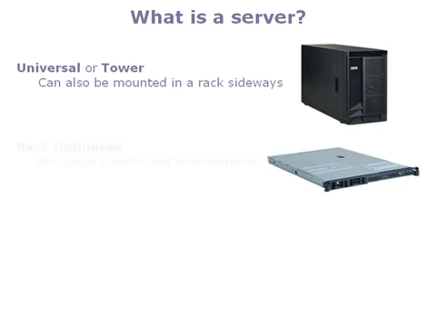Rack-optimized servers are typically much lower in height than tower servers, designed to make better use of the space available within 19-inch racks. The height is measured in units, or U, 1 U being 1.75 inches. The most popular formats are 1 U and 2 U.